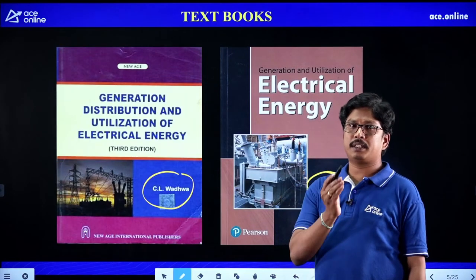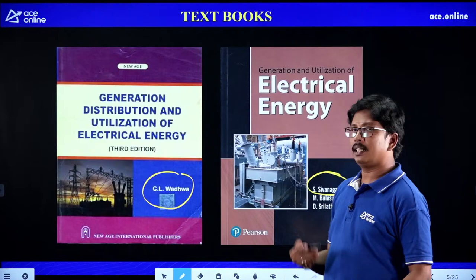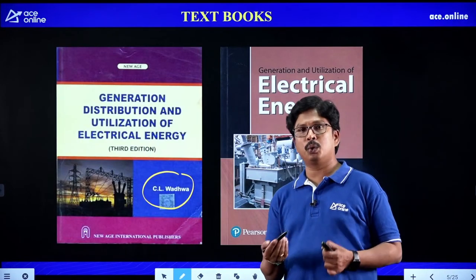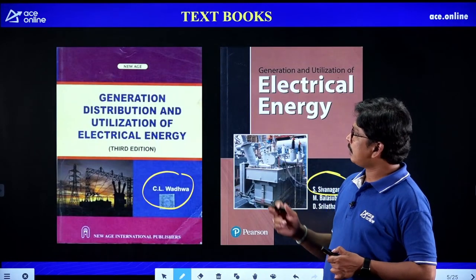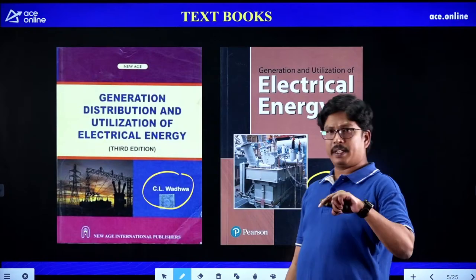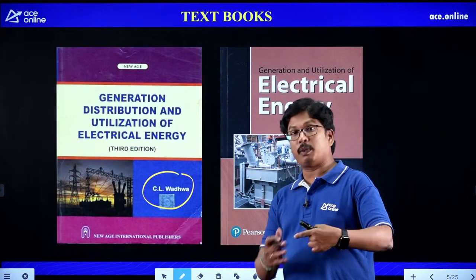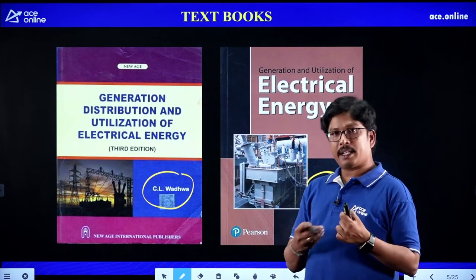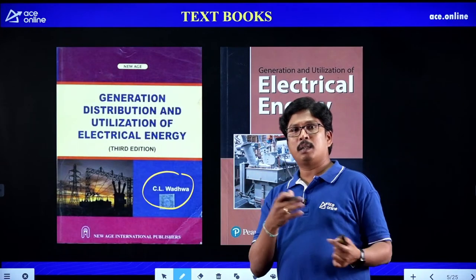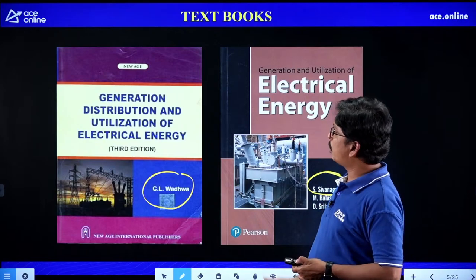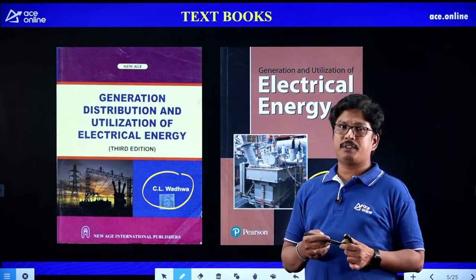Clear? After completion of welding, we can practice some questions. After completion of traction, we can practice some questions. That is the most important thing that you have to do in case of utilization of electrical energy, students, right? These textbooks not only cover the theory, they also ask questions, so there is a wide number of questions and we can practice more of them. Better to take the two textbooks and practice more questions. Why? Because we have more weightage here, so we can practice more questions.